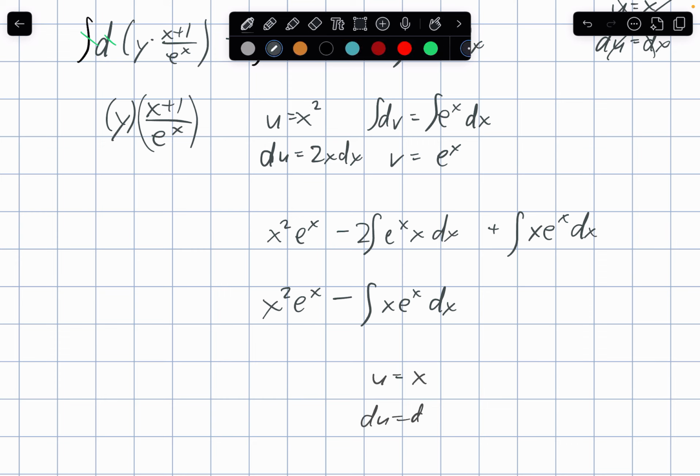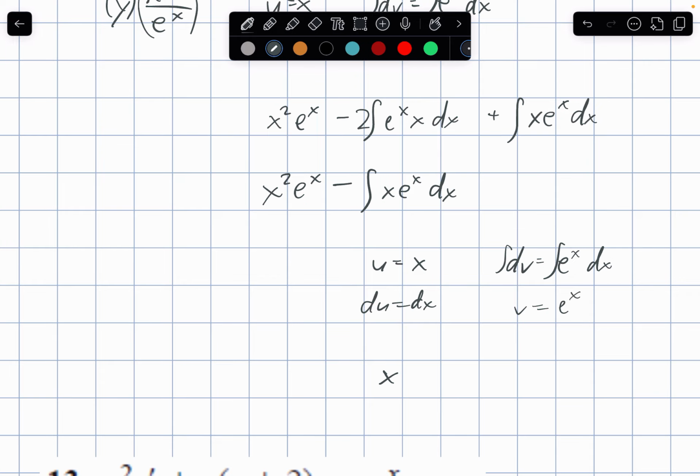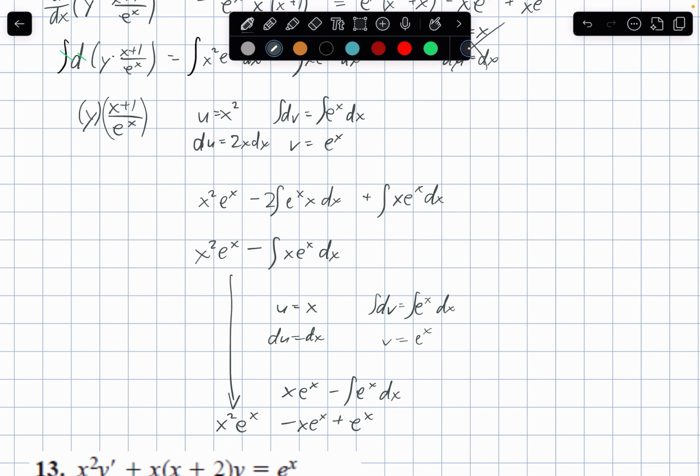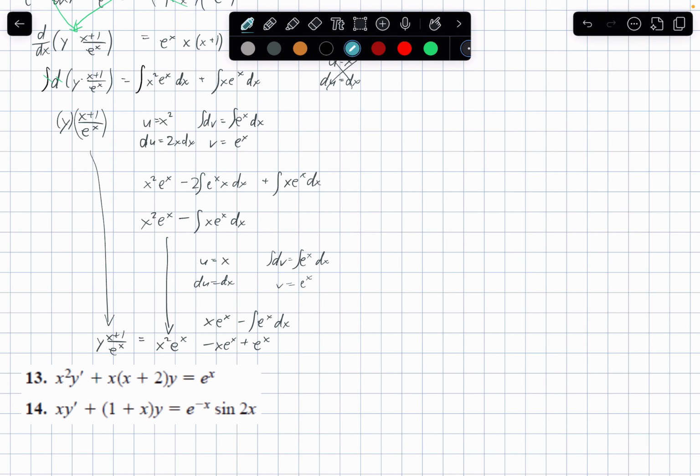Integration by parts. u equal to x, du equal to dx. dv, the integral dv is equal to e raised to x dx. v is equal to e raised to x. uv minus integral v du. Okay. This is just e raised to x. Distribute the minus sign. Okay? And then equate.